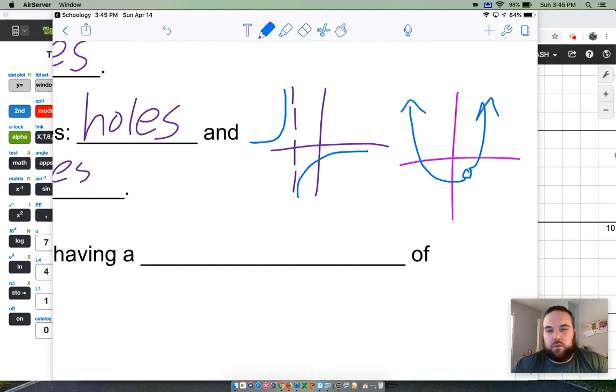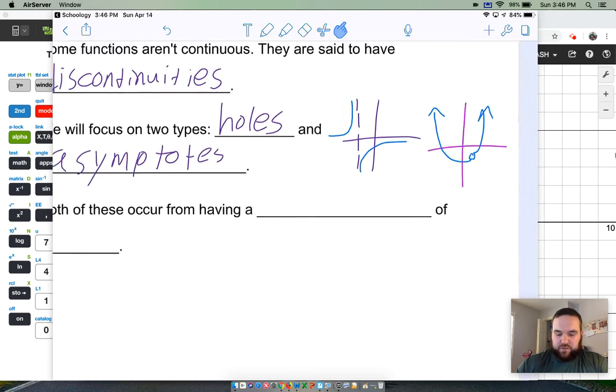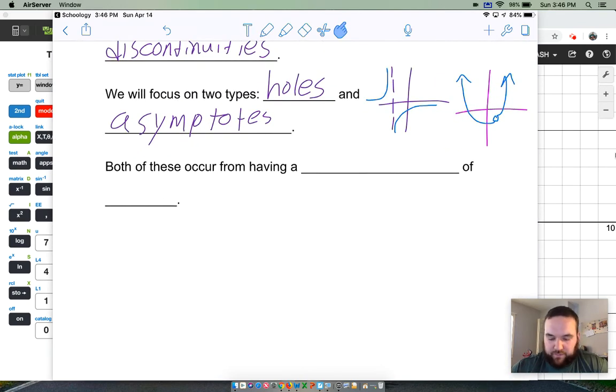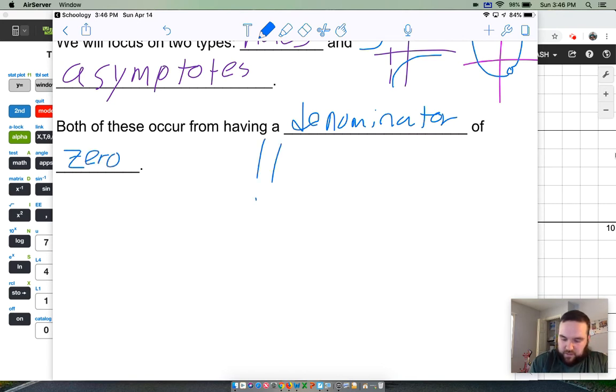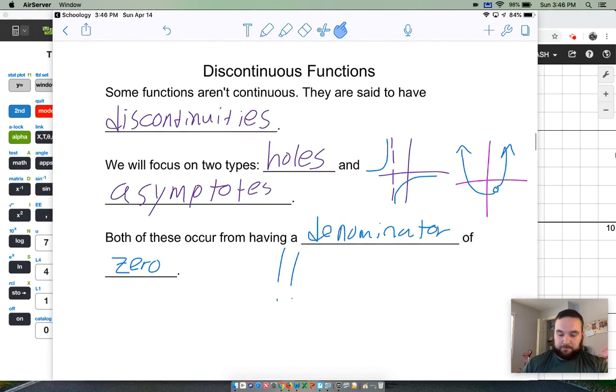So we'll see what this looks like. Don't get too worried so far, but these are the two sorts of discontinuities that we're going to focus on: holes and asymptotes. Now, while they look different, both of them occur when the denominator is equal to 0. Okay, so this is going to be the big thing today. If the denominator is equal to 0, there's some sort of discontinuity, whether it's a hole or an asymptote.